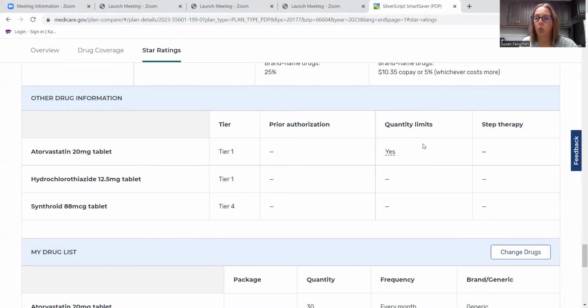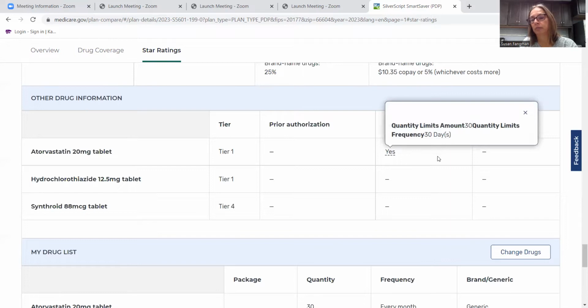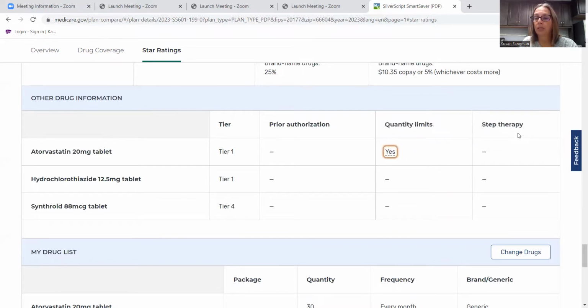Quite a few plans have quantity limits on their prescriptions. You can click on the yes and it shows you what they are. And then once in a while, you'll see prescriptions that require step therapy. This is a little more involved process, where the insurance company is asking that you try certain prescriptions before you try the particular one you have entered. Know that some insurance companies might require step therapy and others might not. So that might be something to look at on some of your prescriptions.